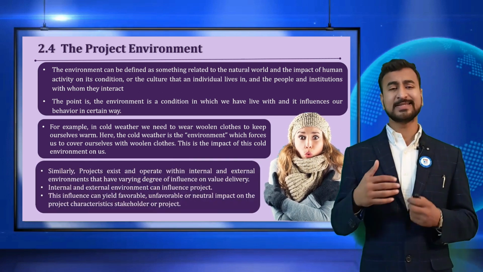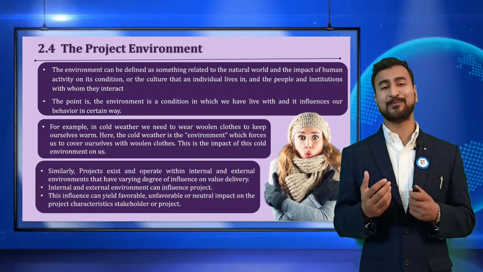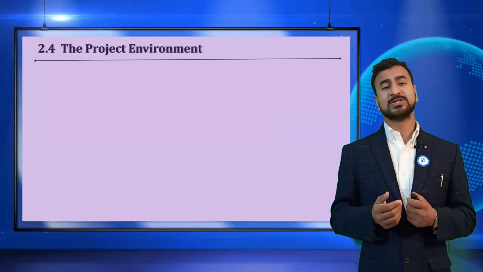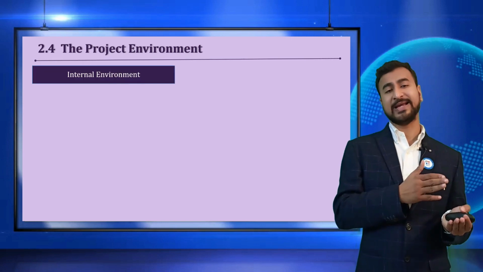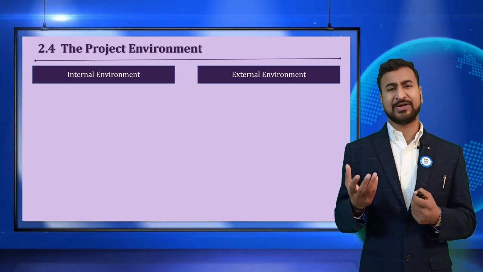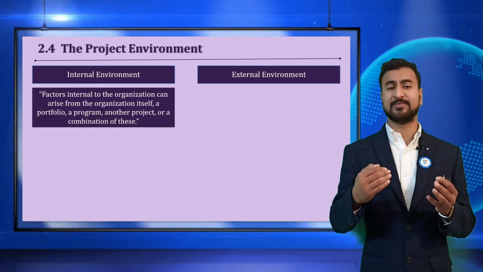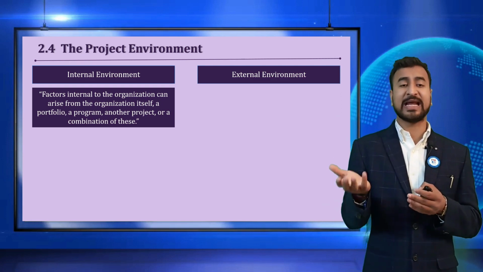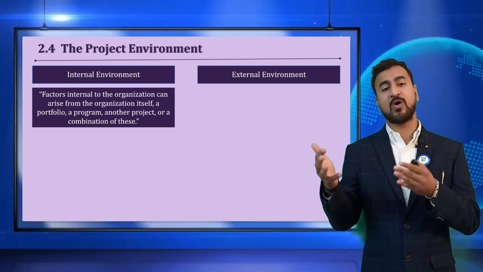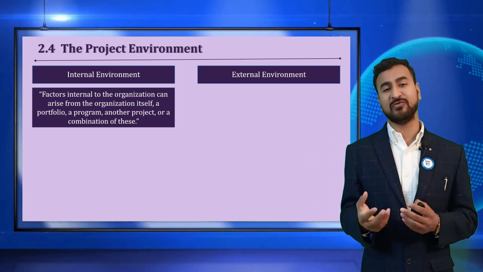So let's discuss what the project environment is and how it influences the project deliverables. The project environment is of two types: internal environment and external environment. Internal environment covers your deliverables and the ecosystem, factors internal to the organization that can arise from the organization itself, like from the portfolio, program, or another project, or sometimes a combination of all that influence.